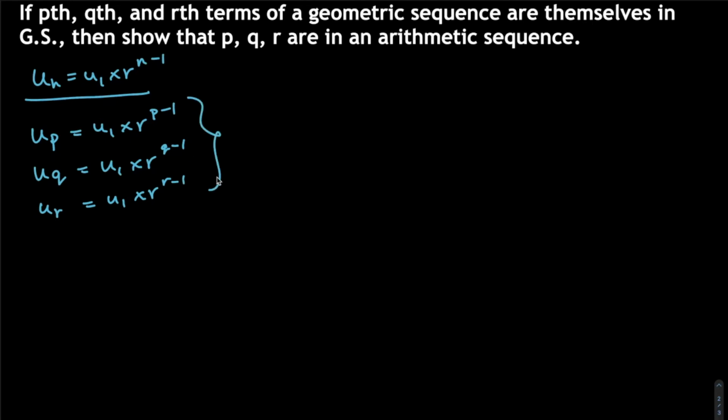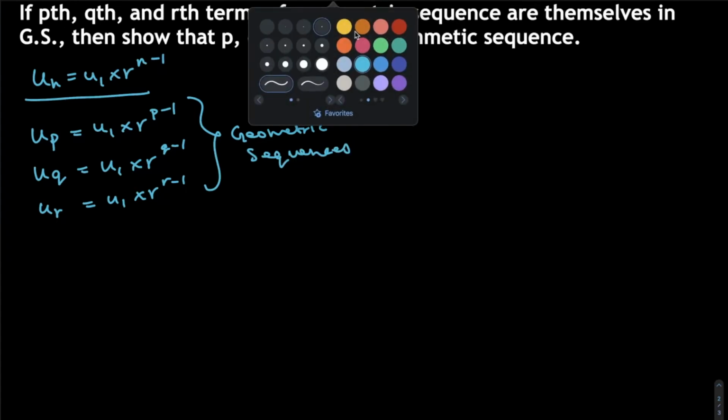Okay, so what's said is that these three terms are in a geometric sequence also. Don't get confused here. This is a geometric sequence, and the pth, qth, and rth terms are also in a geometric sequence. It might be confusing when you work with variables at times, so what I can do is give you guys a different example altogether.